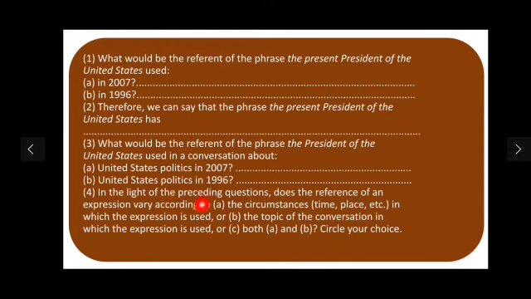Now in the light of the preceding question, does the reference of an expression vary according to A, circumstances, time, place, etc. in which the expression is used, or B, the topic of conversation in which the expression is used, or C, both? So A and B. Circle your answer. So what would be the appropriate answer? The appropriate answer would be C, both. Because here they say, in the light of the preceding question, does the reference of an expression vary according to? Of course, the reference of the referring expression varies according to circumstances, according to time, place, etc. Because it was time. In 2007 the linguistic expression has a different referent, and in 1996 it has a different referent. So thus it changes according to time, place, etc. and B, the topic of conversation in which the expression is used, of course. So the correct answer would be C, both, right?